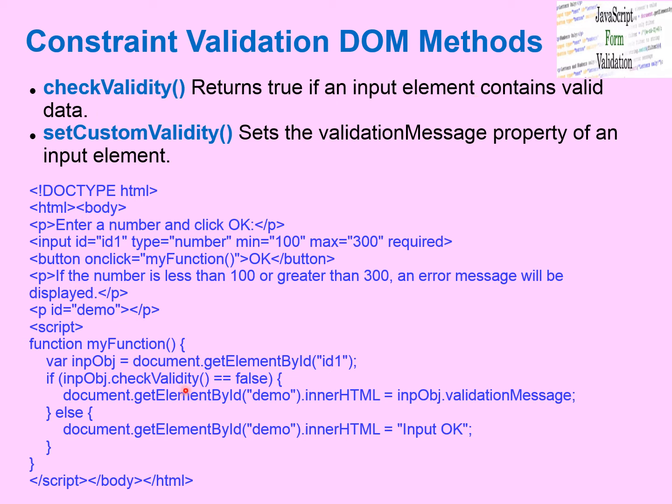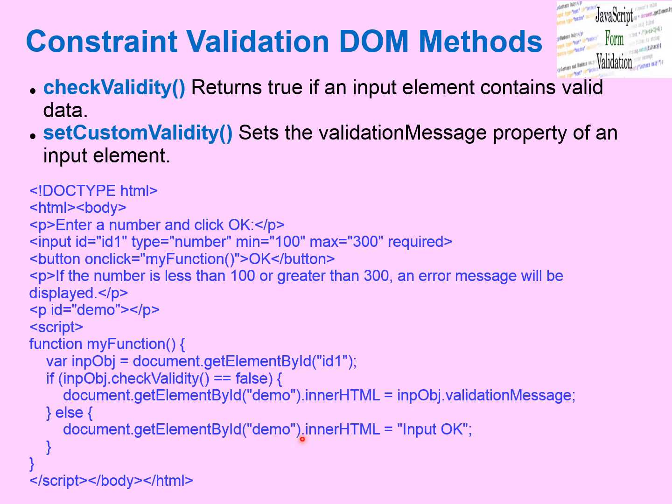If the corresponding field has a value between 100 and 300, it returns true. Otherwise, it returns false. If the inputted value is between 100 and 300, the corresponding condition is wrong, so it will move to the else part and produce a text message, input OK, in the corresponding demo ID field.